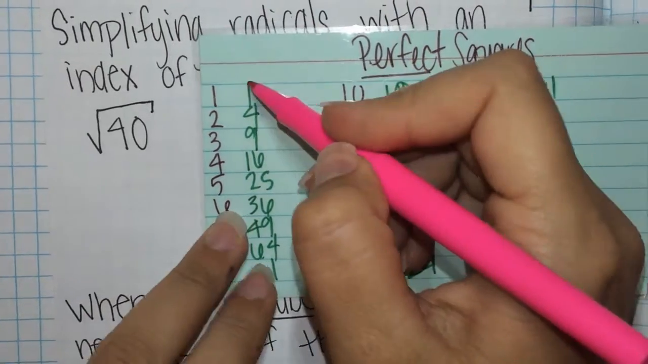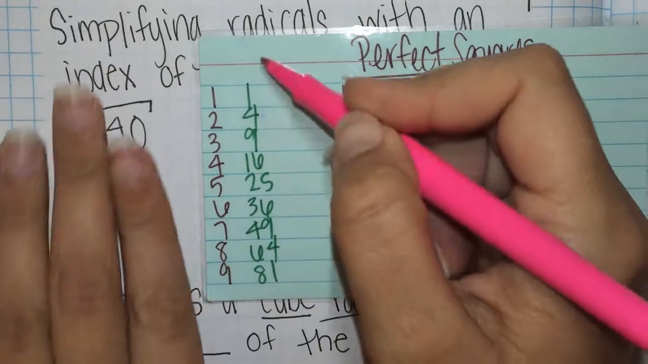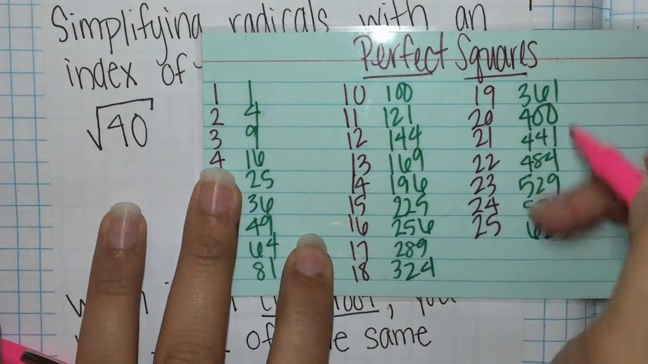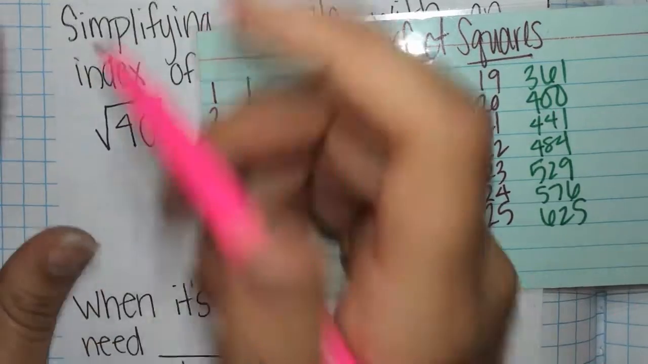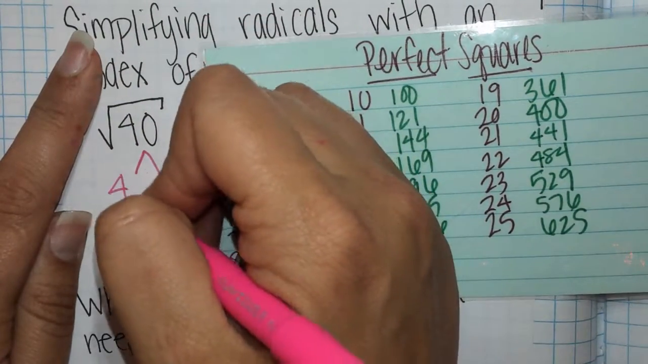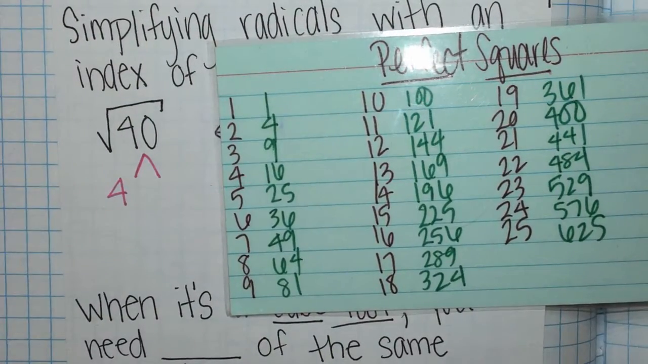So, remember, you're using the green column. You use the second, the fourth, and the sixth column. Don't use the counting numbers. The biggest perfect square that divides into 40 is 4. What's 40 divided by 4? 10.